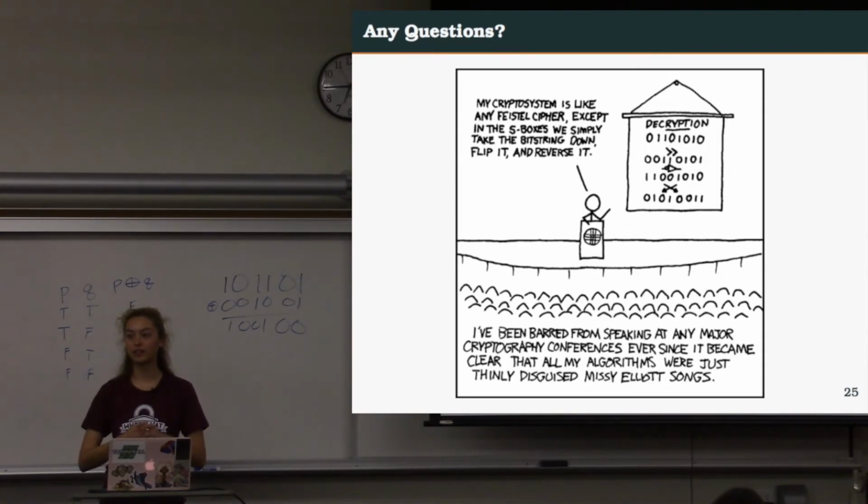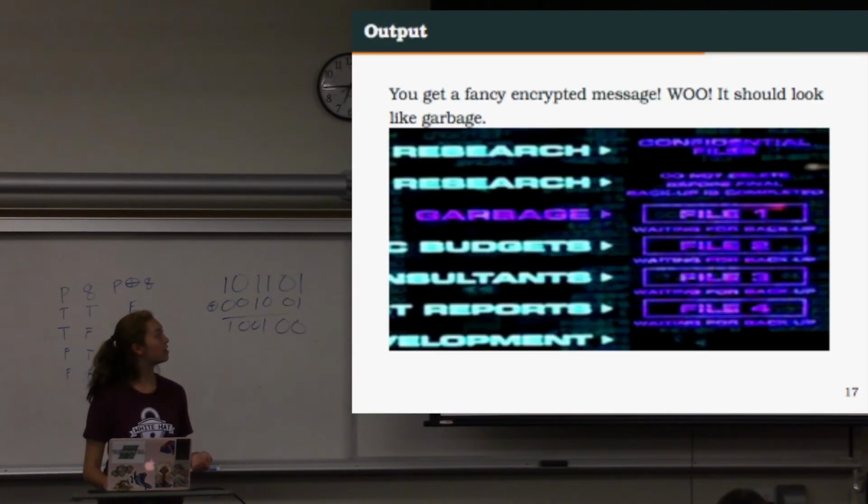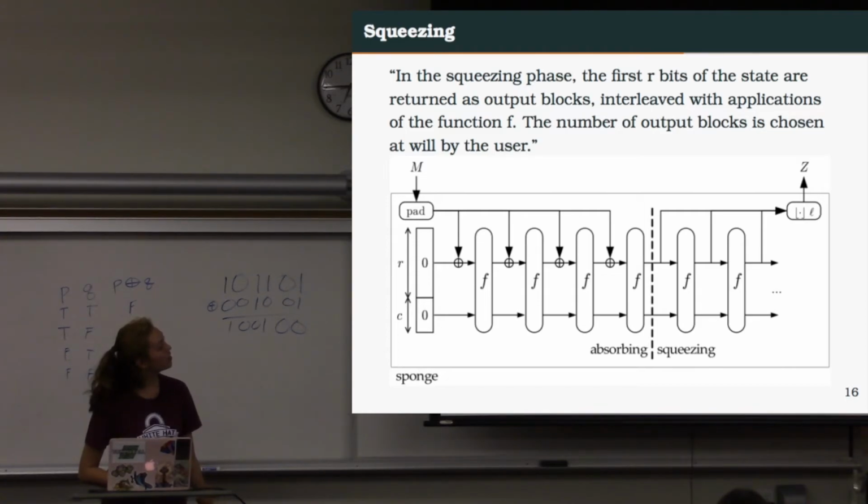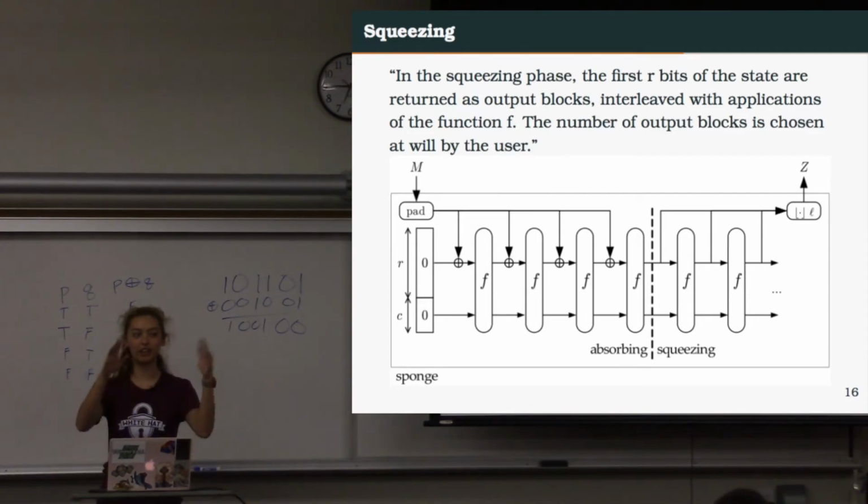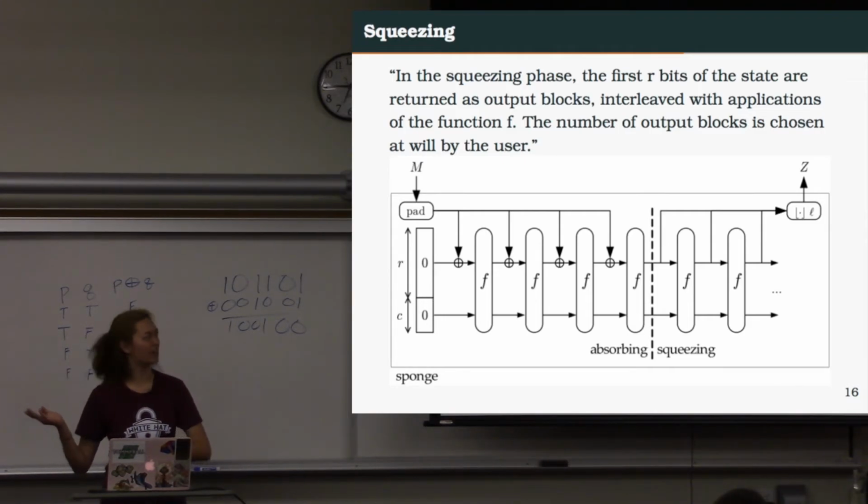Or I was talking about an end in the squeezing, when you're getting the stuff out of f into the output. I think it said something about interleaving the output. Yes, this one: interleave the application function f. So it's sort of like the opposite, because instead of putting it in, you're taking it out, and you're also not XORing it, I don't think. So you're kind of doing a weird different function at the end, right? It's like a floor function of something times a different thing, if I recall correctly.